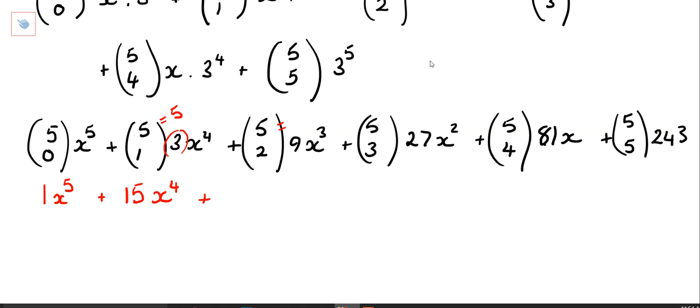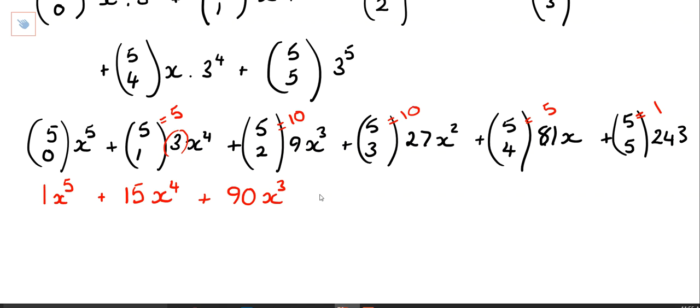Then you need to multiply that by the 9. So we reckon that's 10, so 9 times 10 gives me 90x cubed. Now, do I need my calculator for the next one? 5C3 is the same as 5C2, so this one has to be 10.